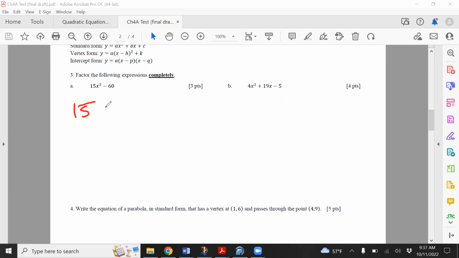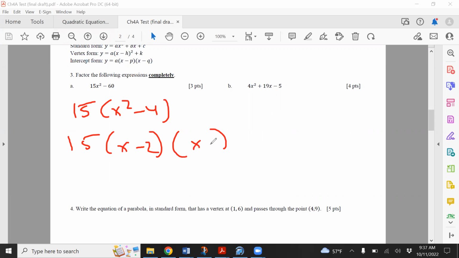15. Higher than 5, go 15. But it's not complete, is it? Half of you guys did not complete this. Can I break this down even more? Yeah, x minus 2, x plus 2. You have to recognize the difference of two squares.